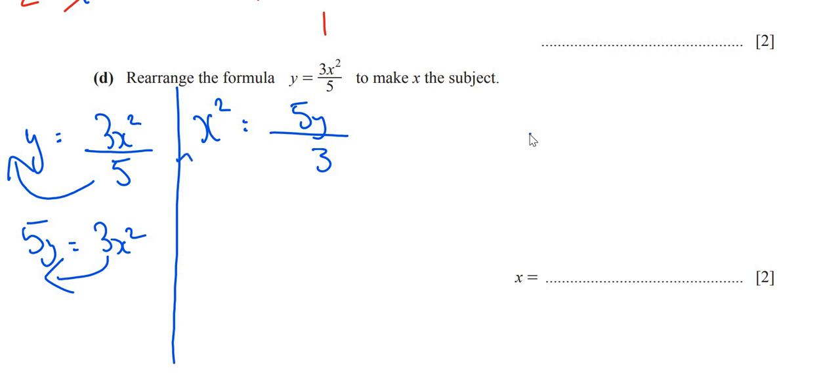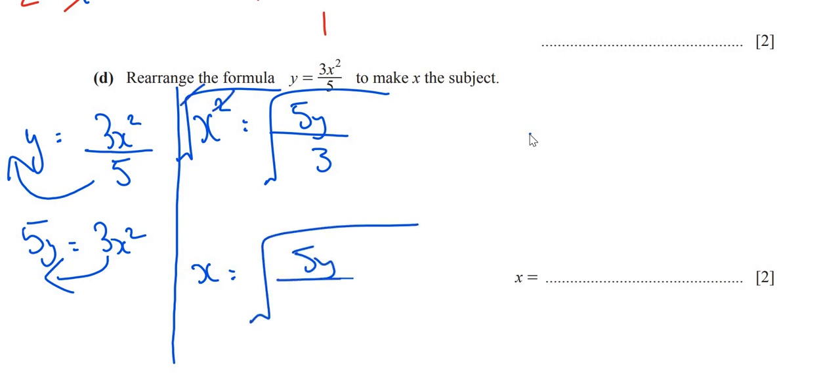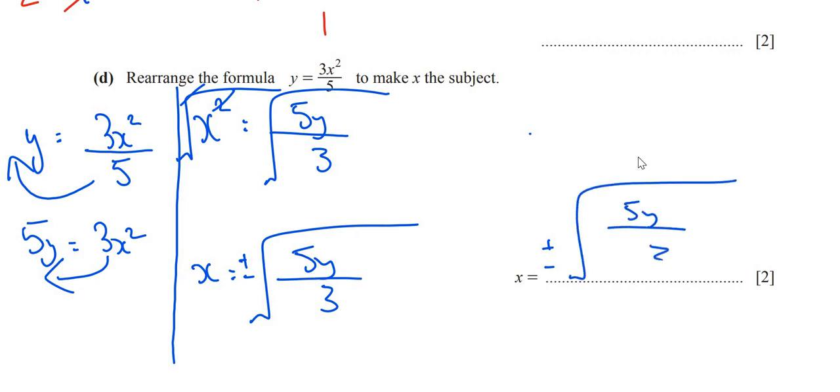And now you will under root both the sides. Okay. x is equals to, because the under root gets cancelled out, under root 5y upon 3. And whenever you under root, do not forget plus minus. So plus minus under root 5y upon 3.